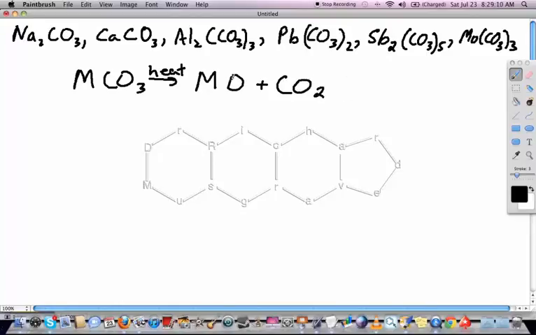Now, of course, the formula of the metal oxide is going to depend entirely on the charge of the metal. And you should be able to handle this for any metal from charge 1 up to charge 6. So let's take a look at how we would handle it. Looking at Na2CO3 first, it's going to split into Na and O. At the moment we don't know the charge on the metal oxide yet, and we know we're going to get CO2 as a product as well.